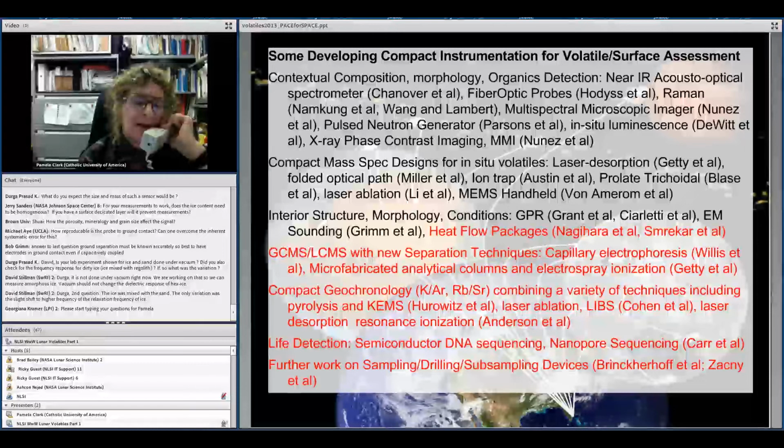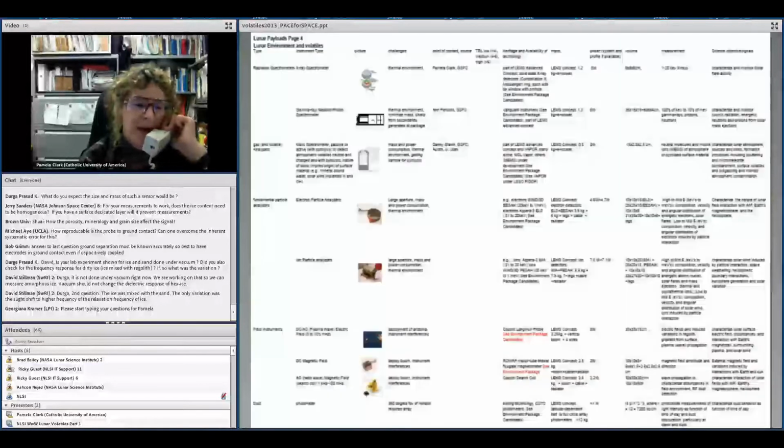sequencing instruments, and of course a lot of further work that's going on, including a paper that will follow this one, a subsequent paper on sampling, drilling, and subsampling techniques. That's just a smattering of entries that have been made relatively recently to the spreadsheet.